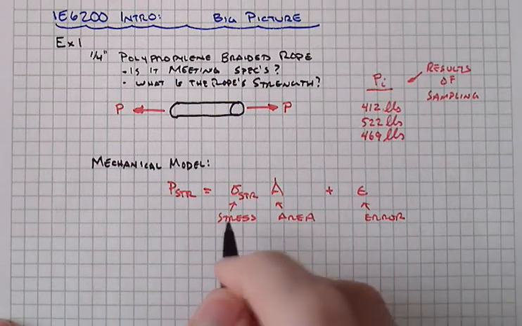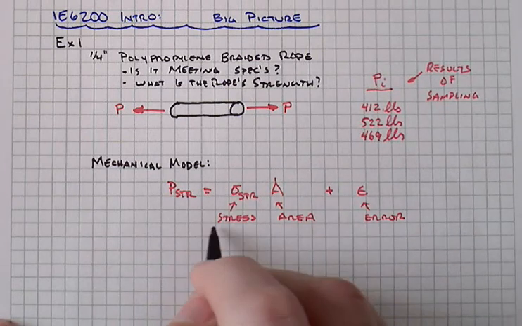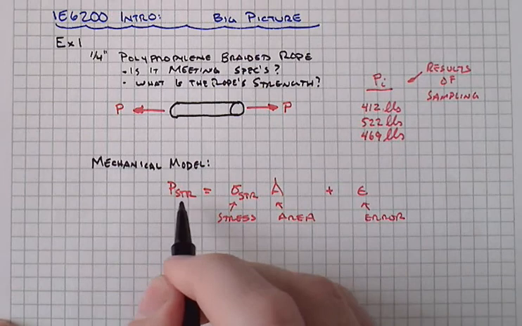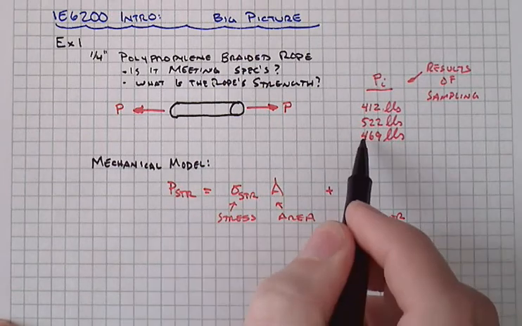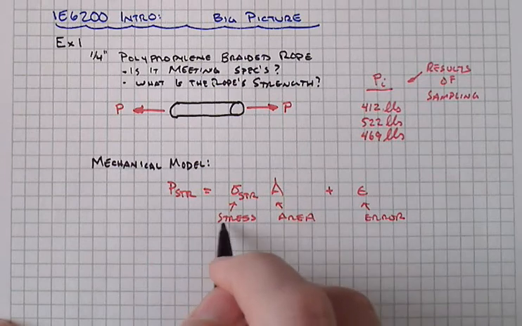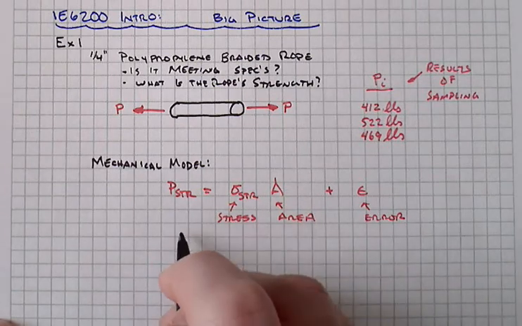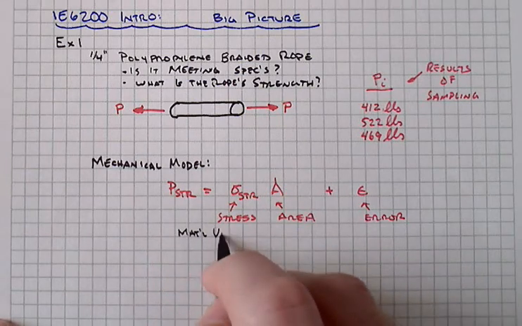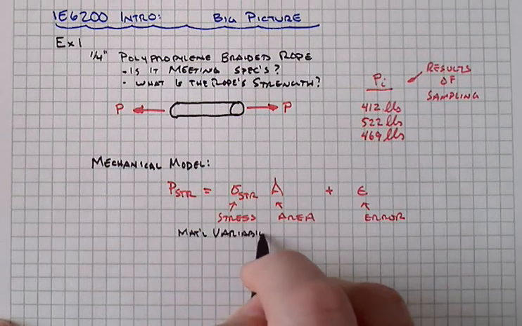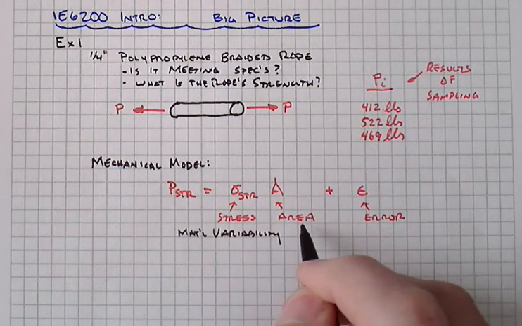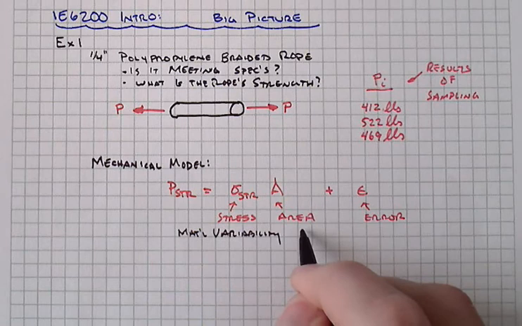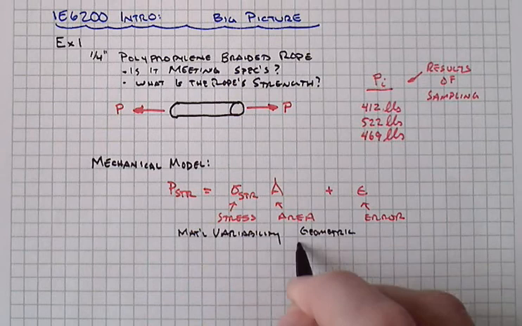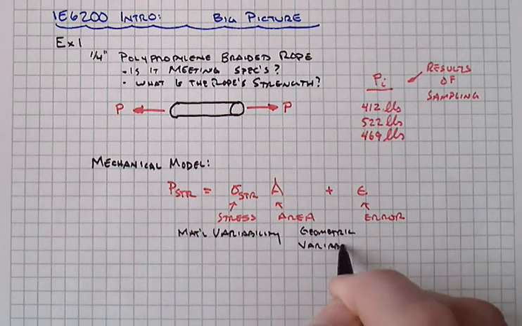Well, the part that I want to emphasize right at this moment is that we can understand a little bit of this difference between what's happening here in the theory and what we have observed over here by recognizing that this stress, being a mechanical property of a material, is coming inherently from material variability. And as well, when we produce this 1/4 inch polypropylene braided rope, the area of that rope is also going to have some variability. That's the geometric variability or dimensional variability.